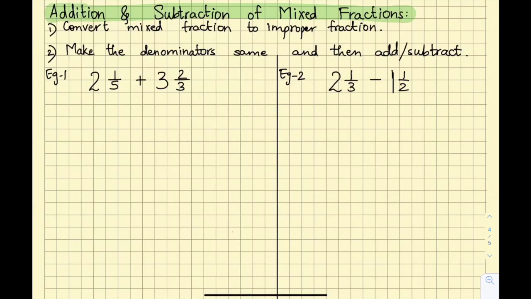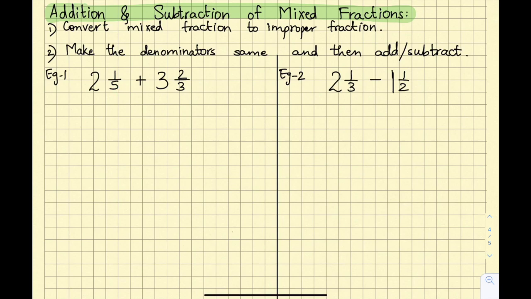Hello everyone. Today we are going to learn about addition and subtraction of mixed fractions. Whenever you are given mixed fractions and you have to either add or subtract, very firstly those mixed fractions need to be converted into improper fractions. And then we have to make the denominators the same and then add or subtract. Let us see the first example.